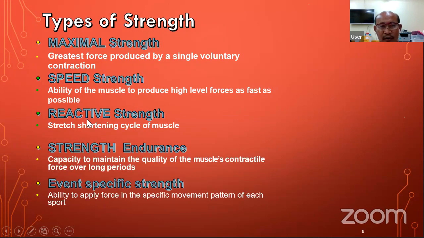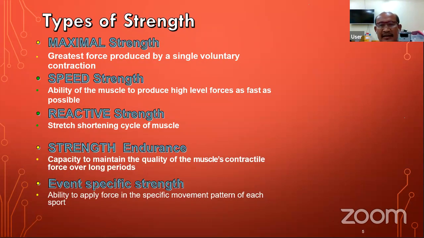Then we go to reactive strength. Reactive strength is normally trained using plyometric training, or we can call it the stretch shortening cycle of the muscle. It means the muscle has to do the eccentric first and then shortening by doing the concentric contraction, and combine them very fast. Concentric and eccentric combined very fast. It means a plyometric movement, or a very fast stretch shortening cycle, or we can call it reactive strength.